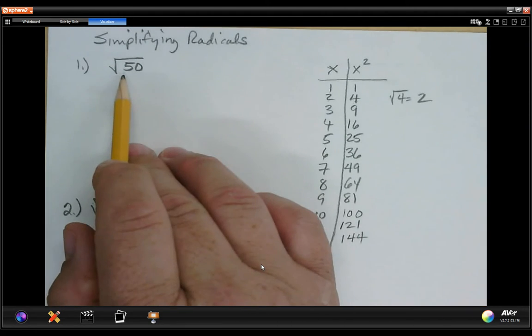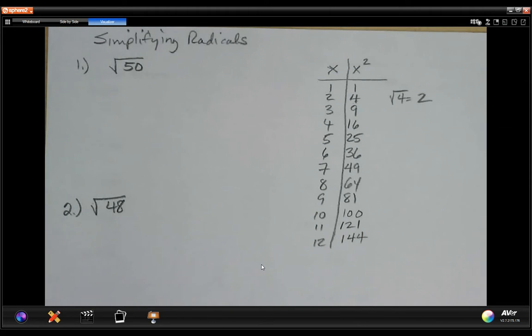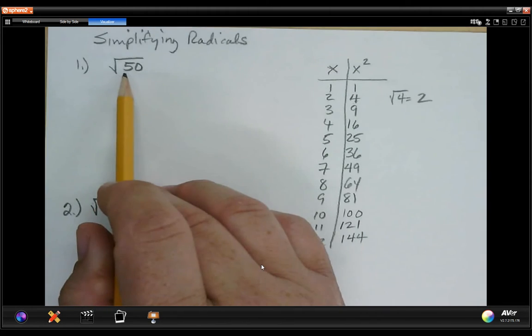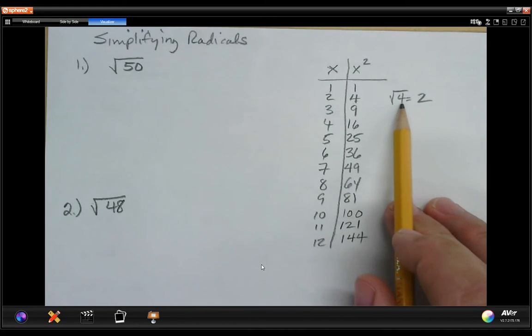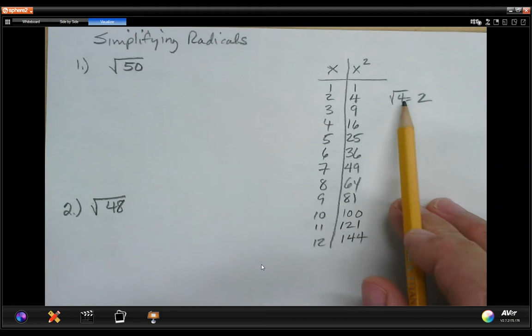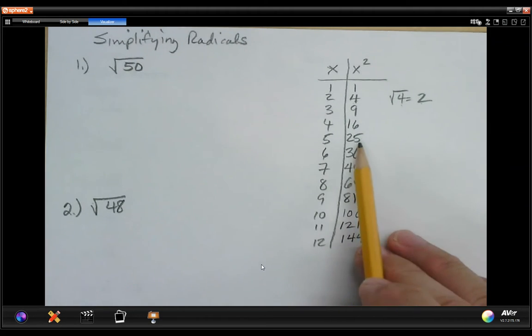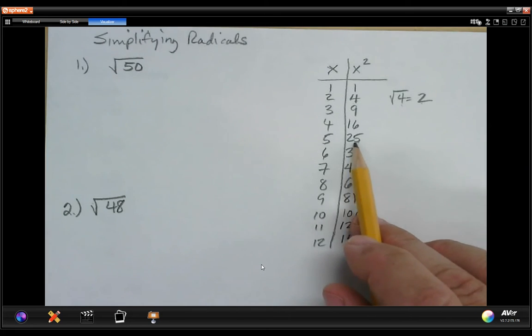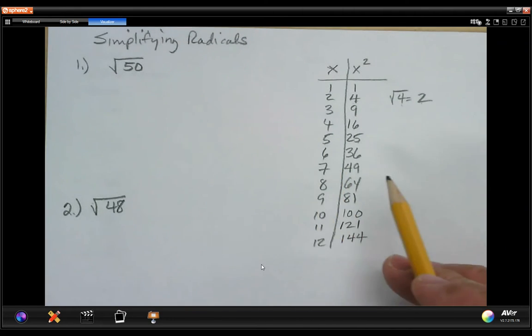So if we're looking at the square root of 50, you notice 50 is not on this list at all. That means 50 is not a perfect square, whereas 4 is a perfect square. The reason it's perfect is because it comes out to exactly a whole number. If I look at the square root of 25, for example, that is a perfect square because the square root of 25 is 5, so it comes out to a whole number.